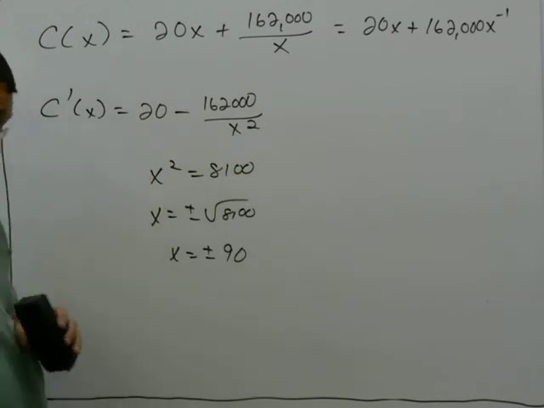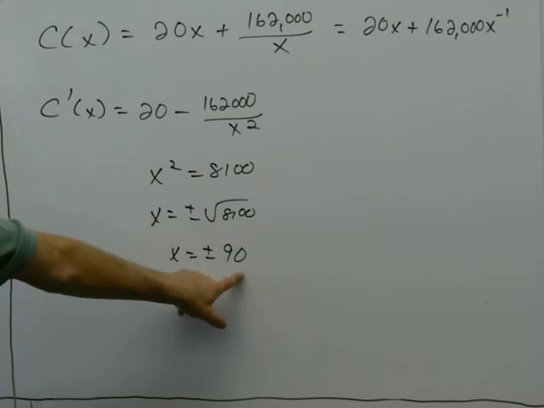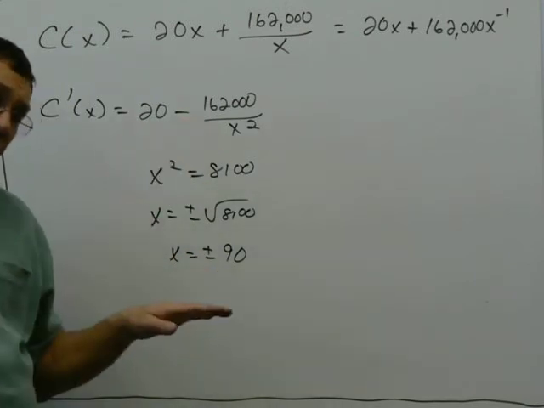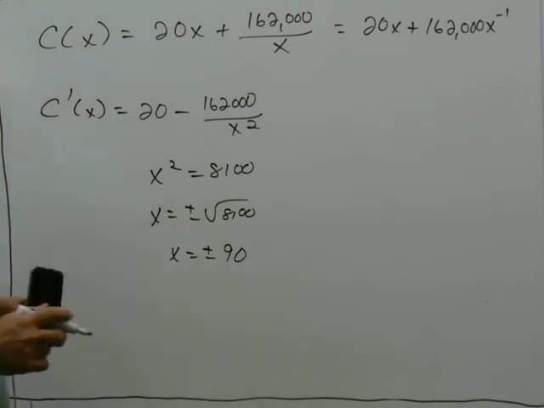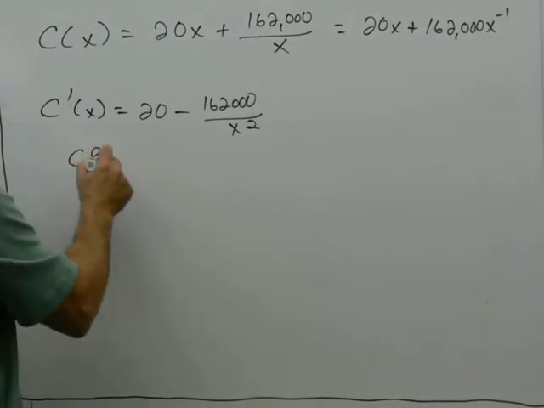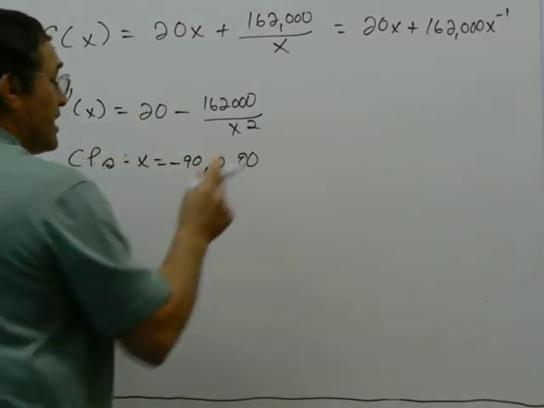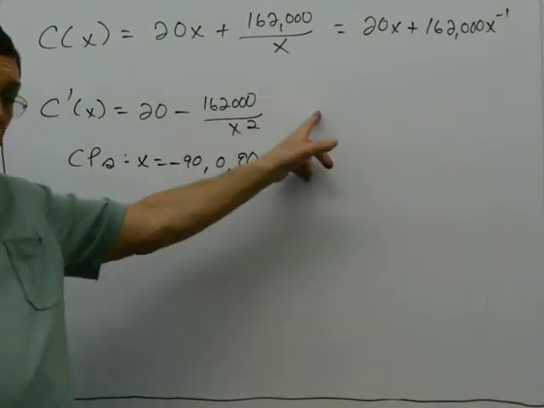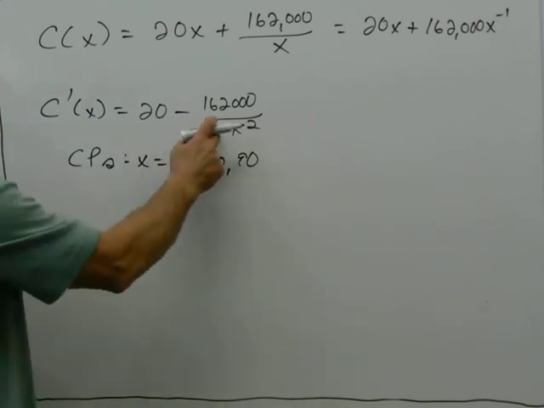point at 0. So I am going to make a sign graph to test and make sure that positive 90 is a minimum value. But I know from my chart that I made before that that's going to be a minimum value. I'll go ahead and real quick make a sign chart. So here are my critical points, my CPs. X is equal to negative 90, 0, and 90. The negative 90 and the 90 come from the solution to setting this equal to 0. The 0 comes from it being undefined. X is equal to 0.